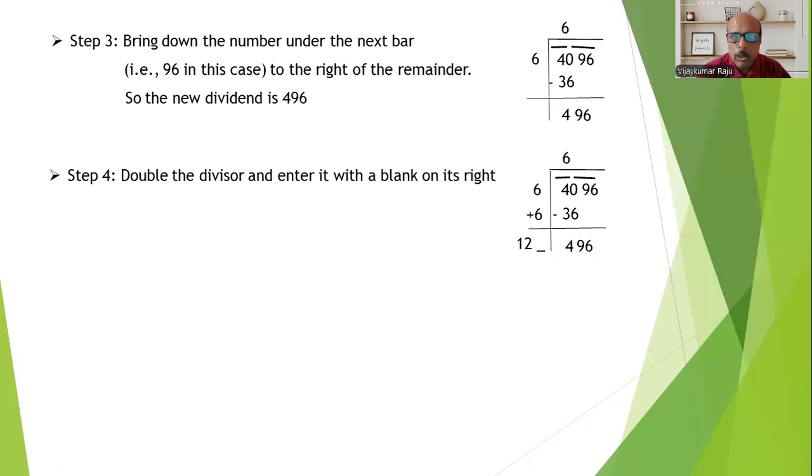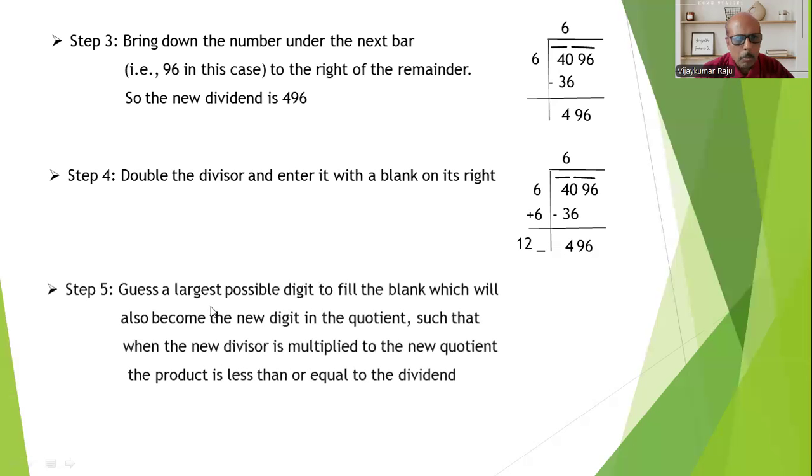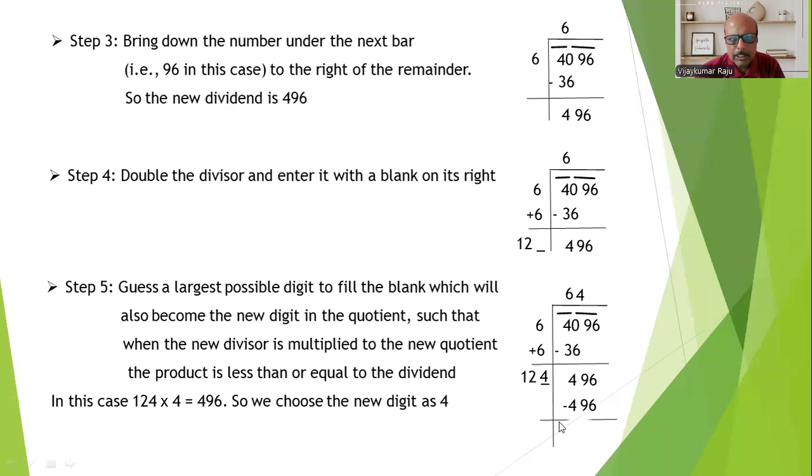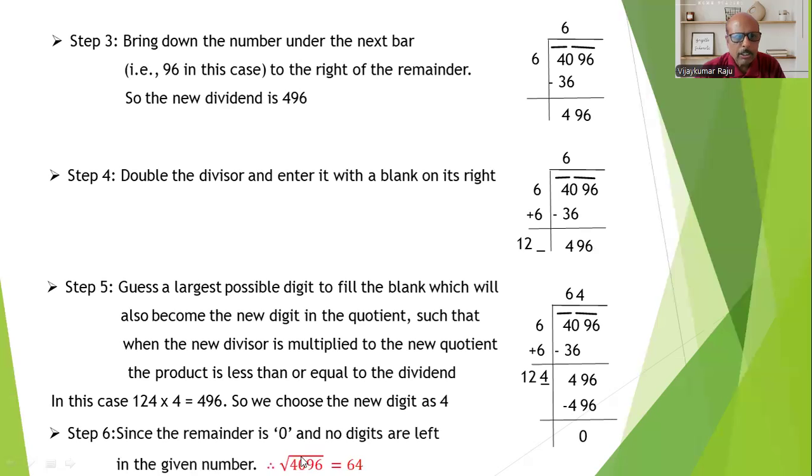So you got only two options, either 4 or 6. But this number is smaller, so we should see here how it is. I have to get it. 124 into 4 is 496. Or 4. Next number is 6. 6 will be bigger because you're getting here itself. So take 4 here, take another 4 here, and subtract. This is 0. The square root of 4096 is 64.